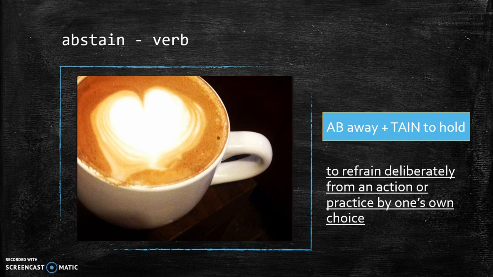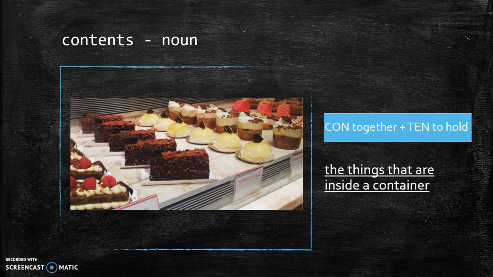So, for instance, you see my coffee cup here. Many people, when they are pregnant, abstain from drinking coffee because they want to make sure they don't put too much caffeine in their growing baby, right? So that is abstain. Next we have contents.